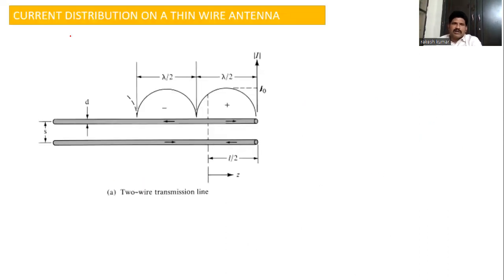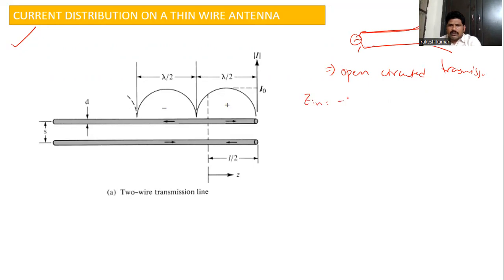Now let us see the current distribution of a thin wire antenna. So this is your two-wire transmission antenna. Let us consider this as an antenna, for example, where you provide some supply voltage. This is open circuited, and we know the formula for an open circuited transmission line. For an open circuited transmission line, Zin is equal to minus jZ0 cot beta L. So this is the expression for open circuit.